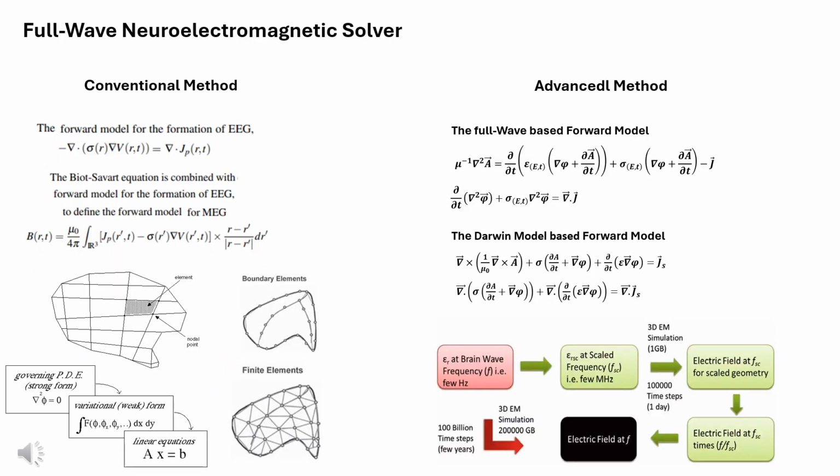In neuroelectromagnetics, due to the low frequencies of brain signals, the static forms of Maxwell's equations are typically used, specifically electrostatic and magnetostatic models.